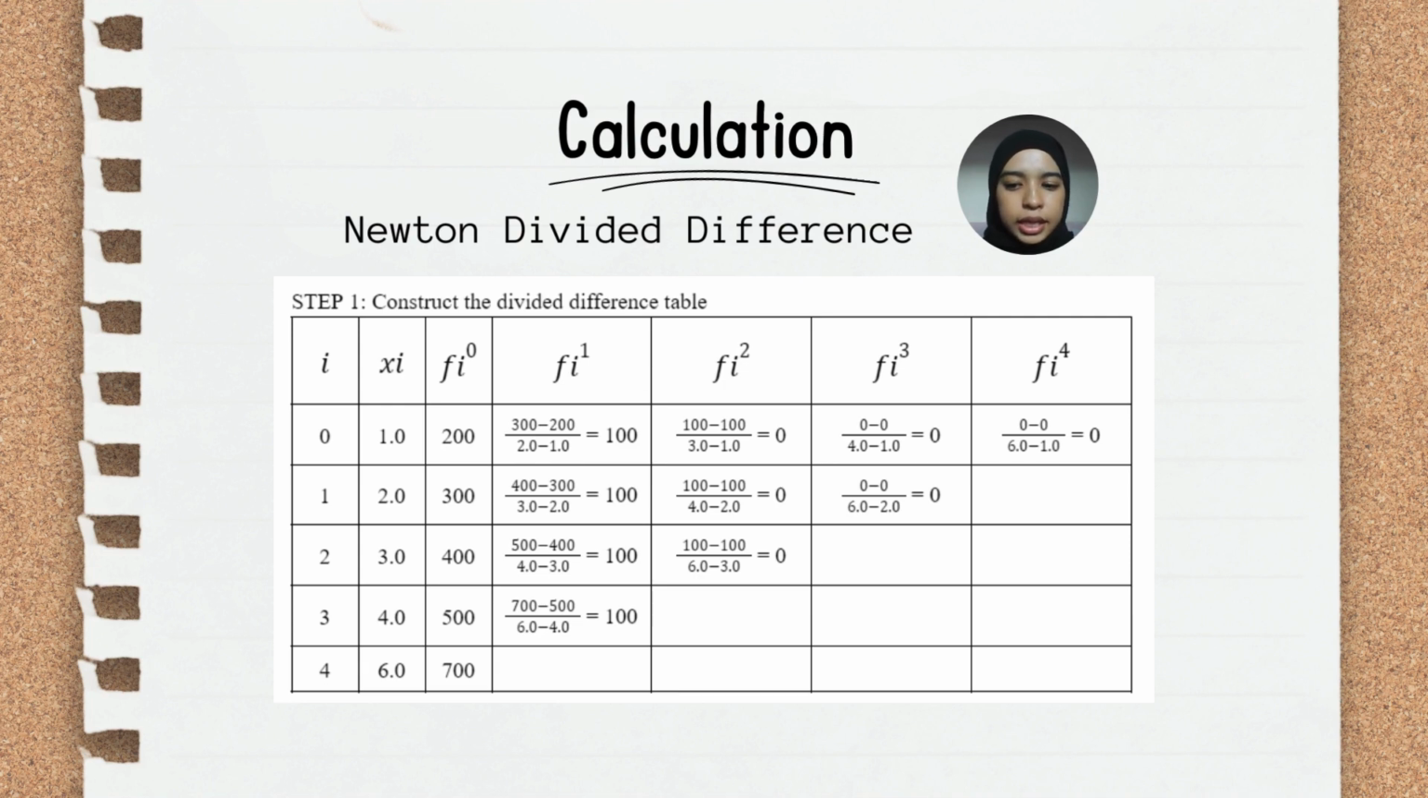Number 3 is interpretation. The table provides the coefficients for a polynomial that approximates the function. The polynomial can be written as P(x) equals f[x0] plus f[x0, x1](x minus x0) plus f[x0, x1, x2](x minus x0)(x minus x1), and so on. Next.